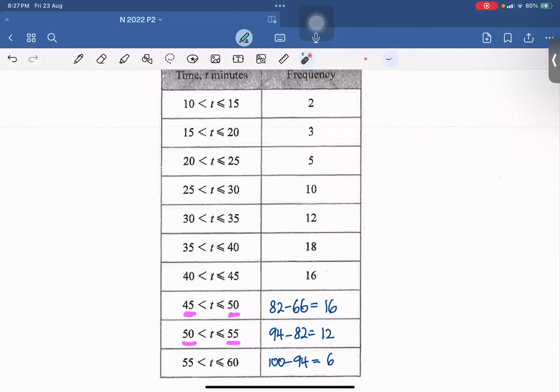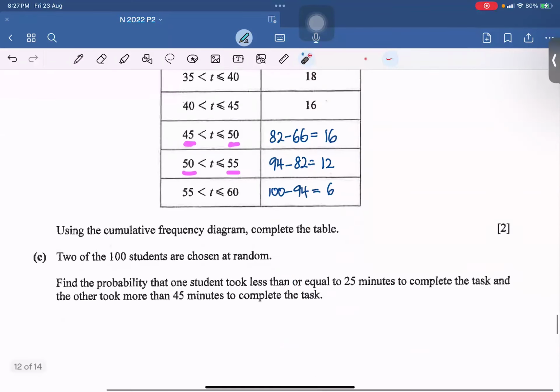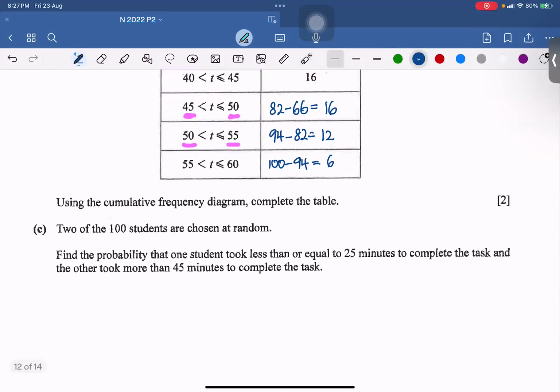Yep, I got 100. Okay, so we need to double check and complete this. So now we have this table already. The next part is on probability. I'm going to do this part a little bit slower.